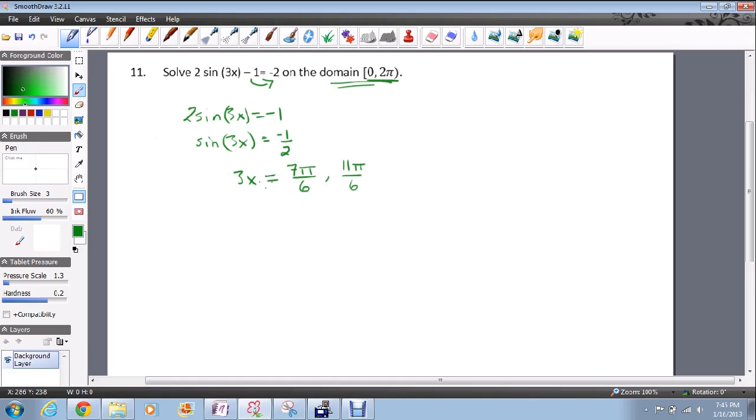So the next thing I'm going to do is pay attention to this domain up here. It tells us that it's 0 to 2 pi, so I'm going to multiply this by 3 because our angle right here, 3x, is being multiplied by 3. So x is our angle and it's being multiplied by 3, so we have to multiply the domain by 3. If we multiply both of these values by 3, we get a new domain of 0 to 6 pi.